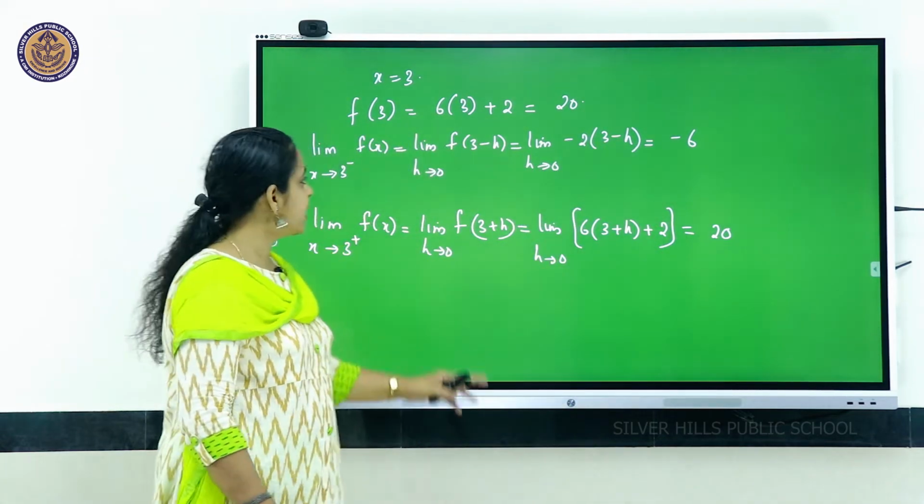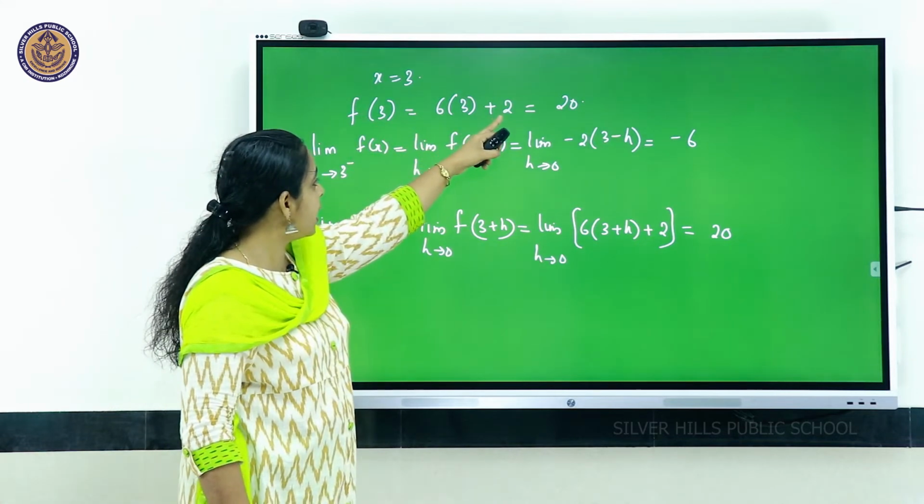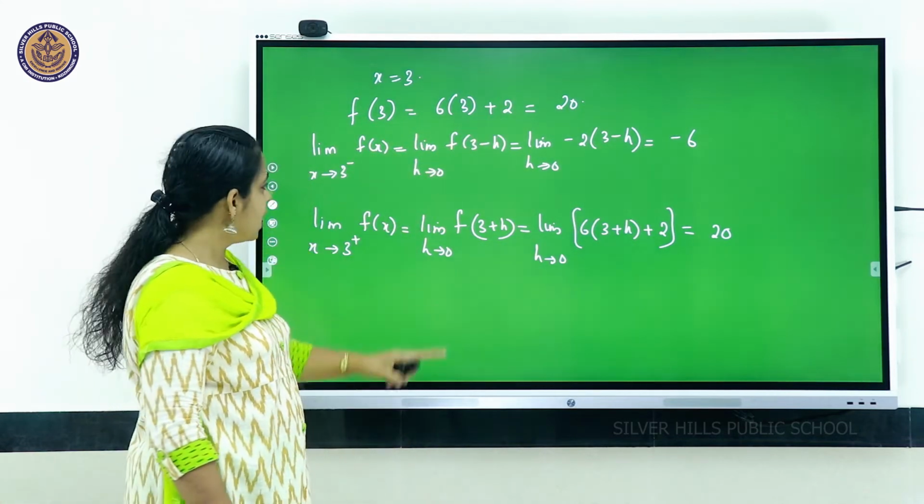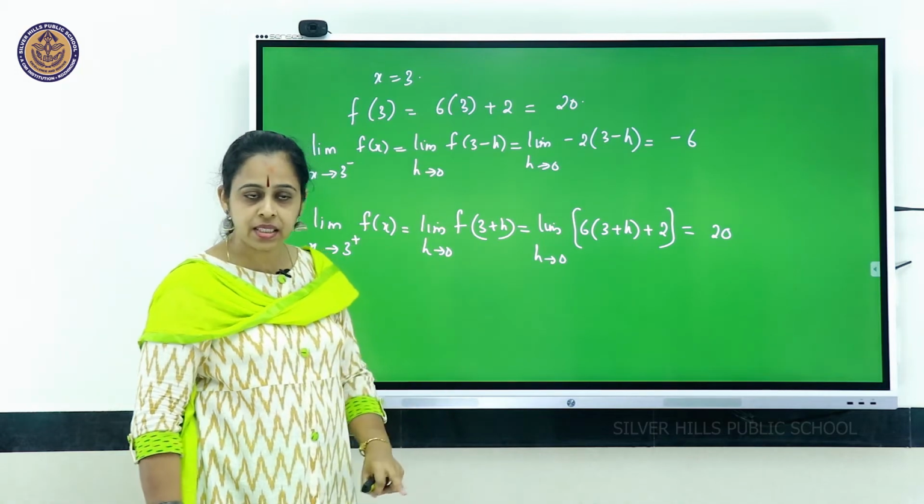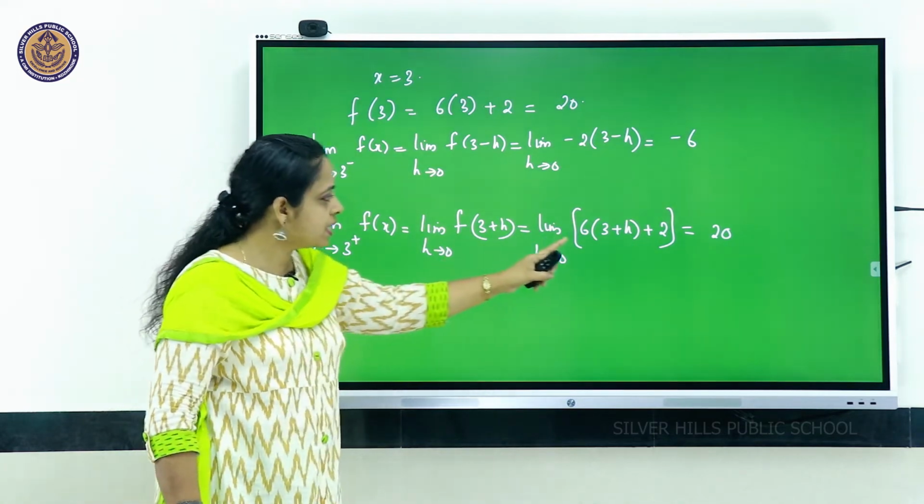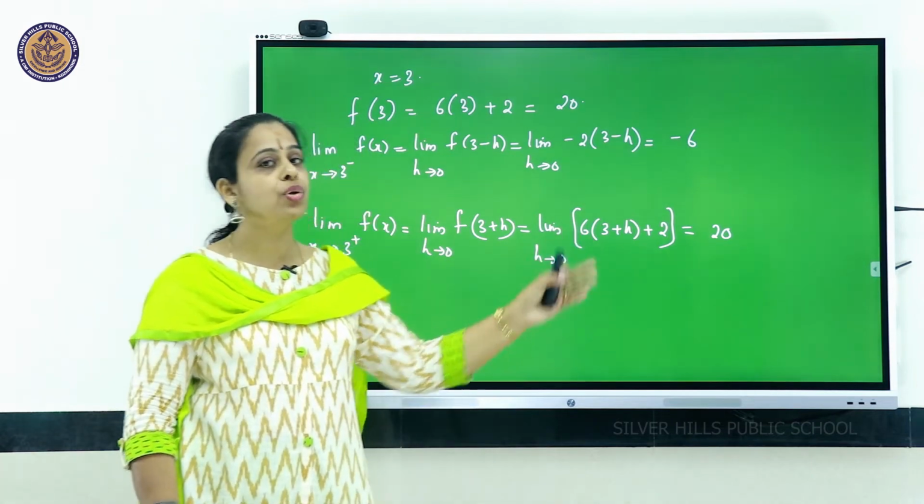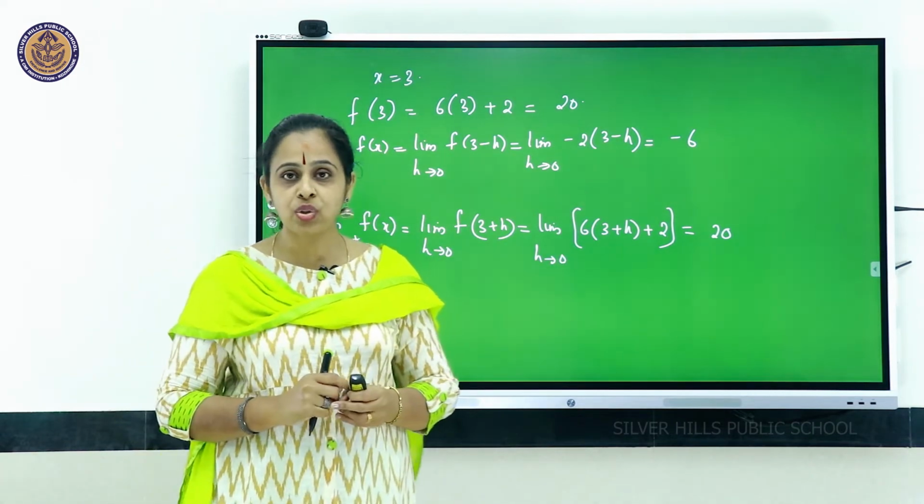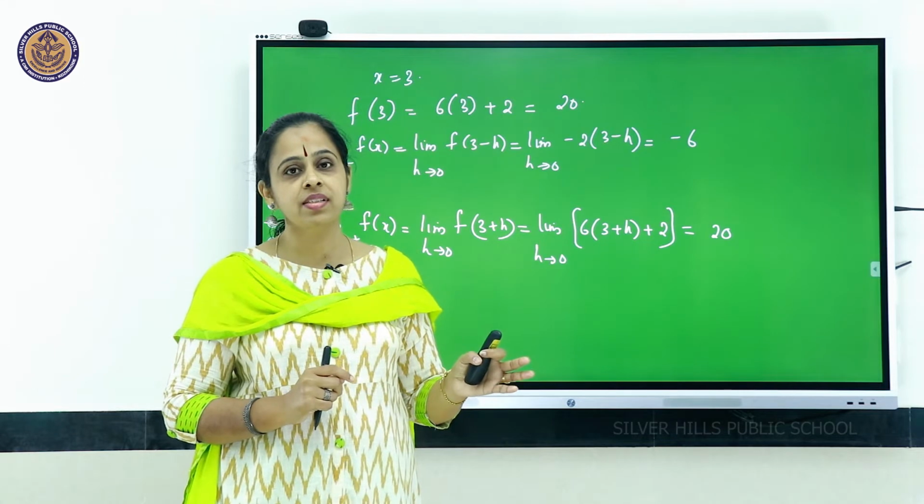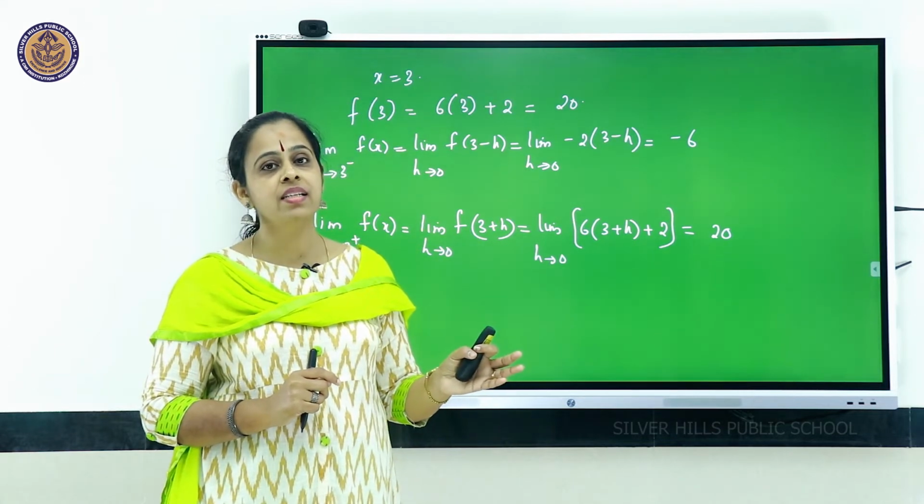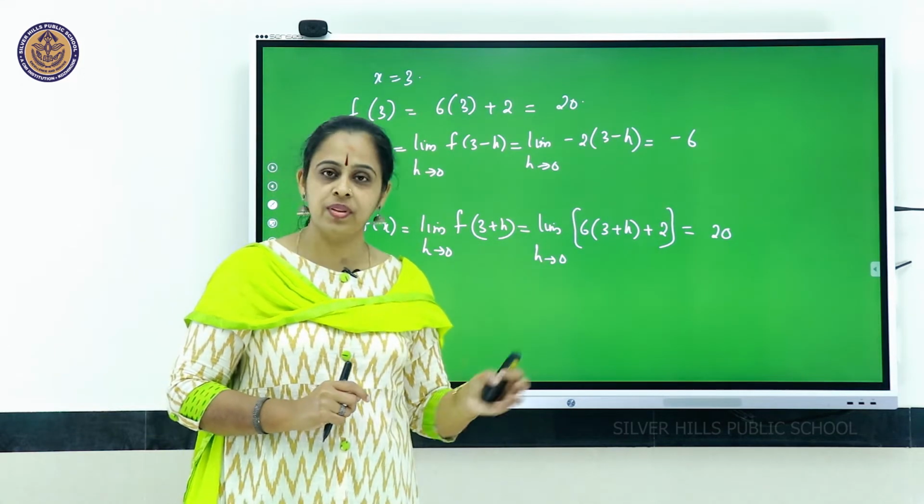Here, we can see the value of the function at 3 is 20. Left hand limit is minus 6. Right hand limit is 20. They are not equal. So what is the conclusion? The function is discontinuous at x equal to 3.